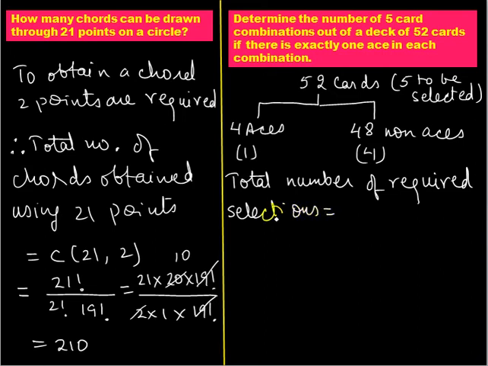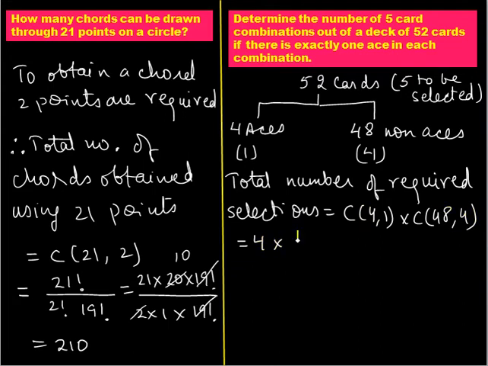So total number of required selections, 2 things are taking place. Ace is getting selected. So one ace will get selected out of these 4, and simultaneously 4 non-aces will get selected from these 48 cards. So we are going to expand both using the formula for combinations. C4 comma 1 will reduce to 4. When you expand it, it will be 4 factorial over 1 factorial into 3 factorial. So that gives rise to 4 only.